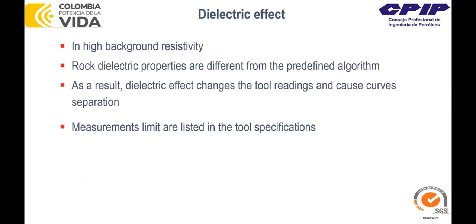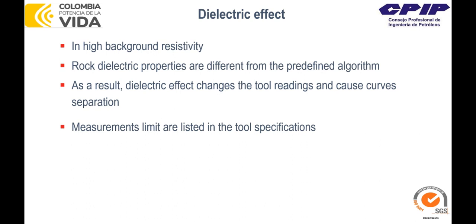Honestly, it's very rare to see. Fortunately, there are not many environments where you can see these dielectric effects. Most of the time, you don't see it. But it can happen in really high background resistivity, right? The rock dielectric properties can be different from the predefined algorithm, because this constant was derived empirically and represents most of the formations, but unfortunately not all of them. So if the rock dielectric properties are different from what is predefined in this algorithm, we're going to see this dielectric effect. And as a result, the dielectric effect changes the tool readings and causes curve separation.